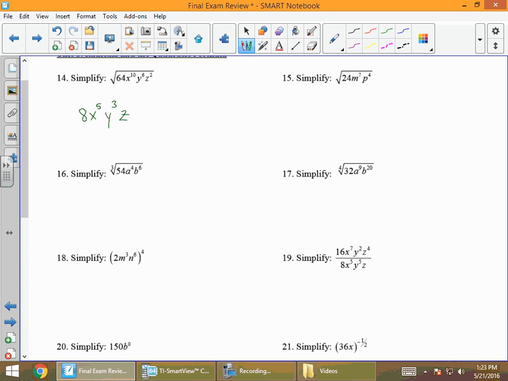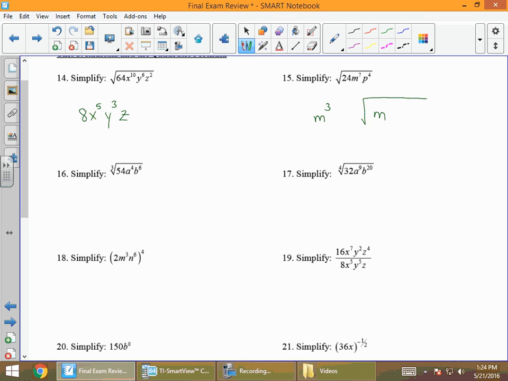As I look at 15, I need to simplify the square root of 24, m to the 7, p to the 4. Again, I'll save the 24 for the end this time. Let's do the m's first. So m to the 7. When I do 7 divided by 2, I get 3.5, which means I can take 3 of them out. But there will be one left, because 3 times 2 is 6. So since there's one m left, I'll put it inside.